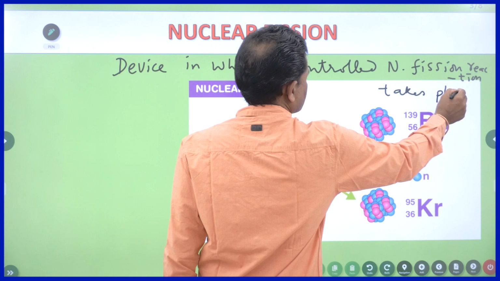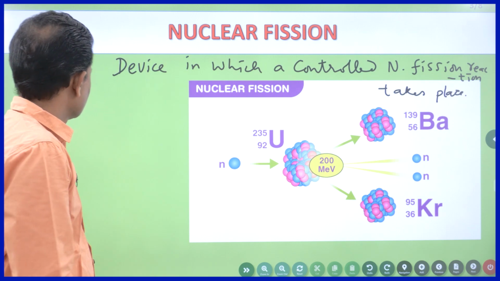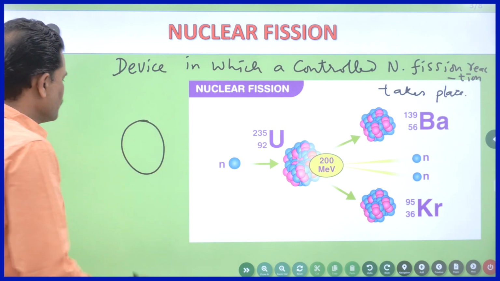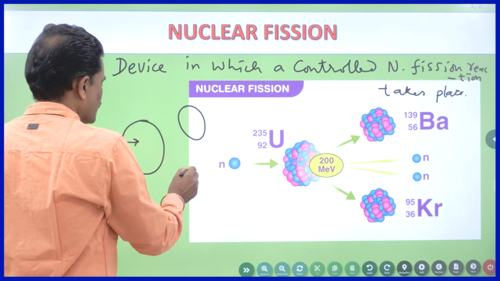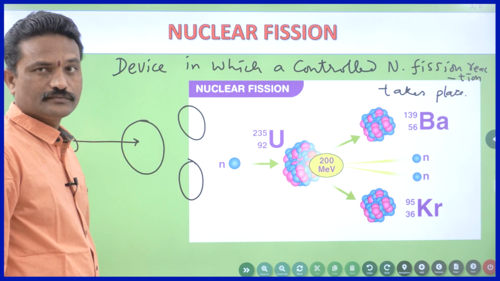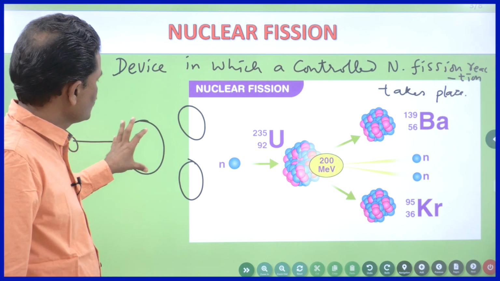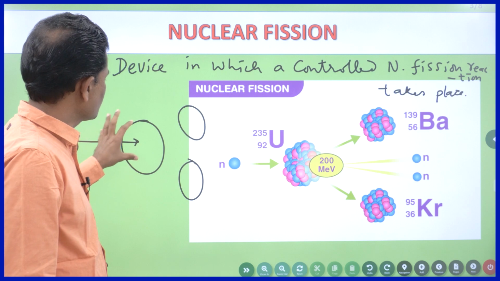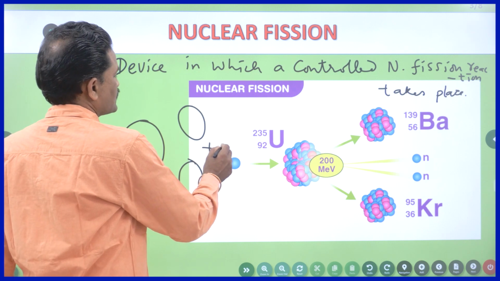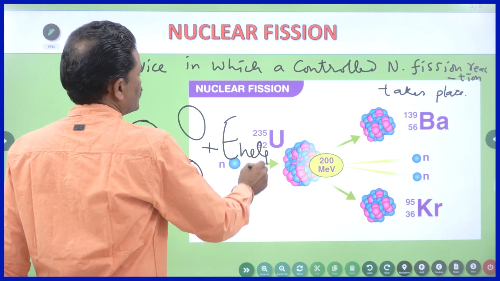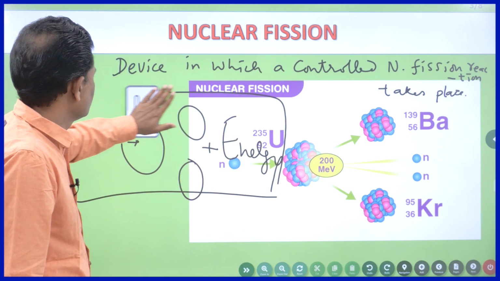So, fission means what? Fission means there is a bigger nucleus. When it is bombarded with a neutron, it splits up into 2 or 3 fragments, into 2 or 3 pieces. Not only does it undergo splitting up of the nucleus, it also gives an enormous amount of energy. A huge amount of energy is released. So that is the basic definition of nuclear fission.